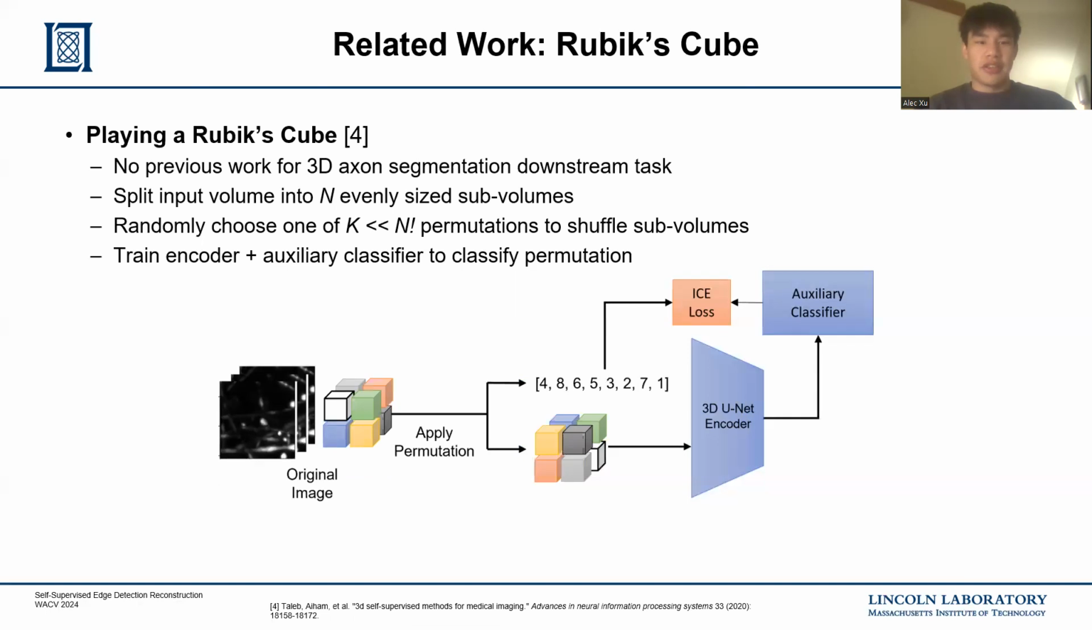Another related SSL task is called planar Rubik's Cube. Now, there hasn't been any previous work that we know of investigating this SSL task for axon tracing in particular, but again, it's very closely related to the slice permutation task, so we decided to investigate this as well for our work. The idea is you have your brain tissue volume again, and now you divide it into evenly sized subvolumes. You then apply some randomly chosen permutation to those subvolumes and train an encoder and auxiliary classifier to determine which permutation was applied to the subvolumes.